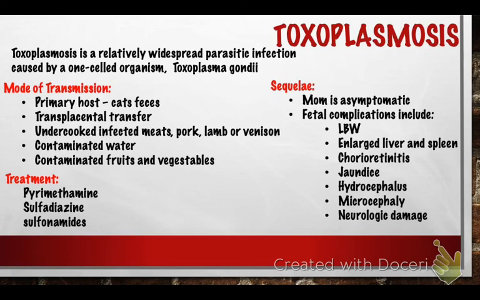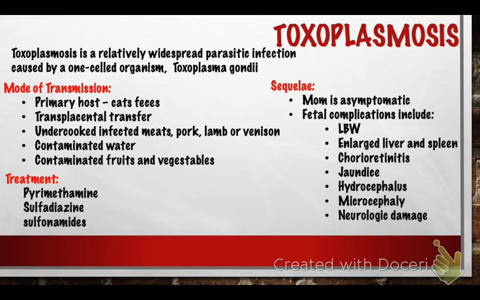So now we've reached toxoplasmosis. Toxoplasmosis is a relatively widespread parasite infection. It is caused by a one-celled organism called Toxoplasma gondii. It is found all over the world and can affect any warm-blooded animal, including humans, although the primary host is usually the cat. Cats are the definitive host of this parasite, and they usually shed it in their feces. So when a pregnant woman is exposed to the protozoan, the infection can pose very serious risks to her fetus through transplacental transfer from the mother to the fetus, also known as vertical transmission.